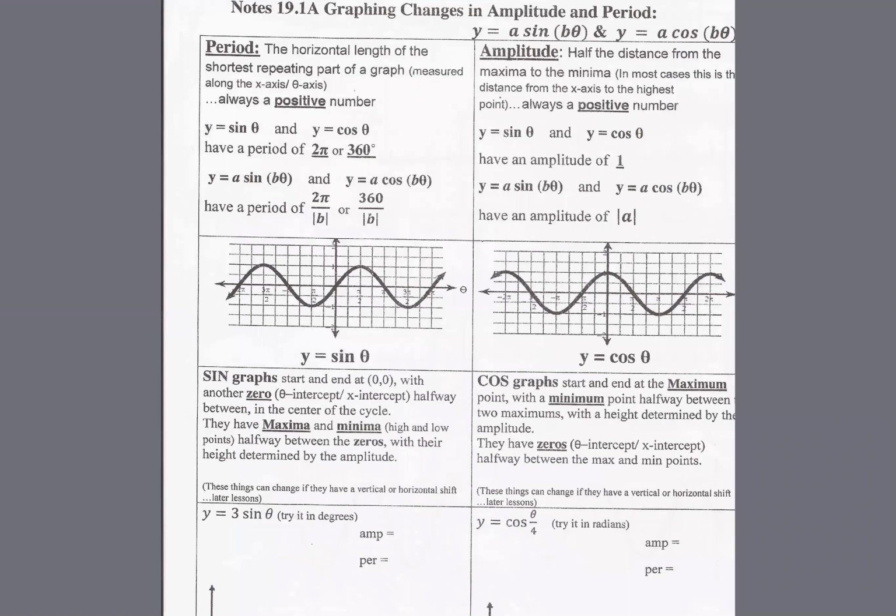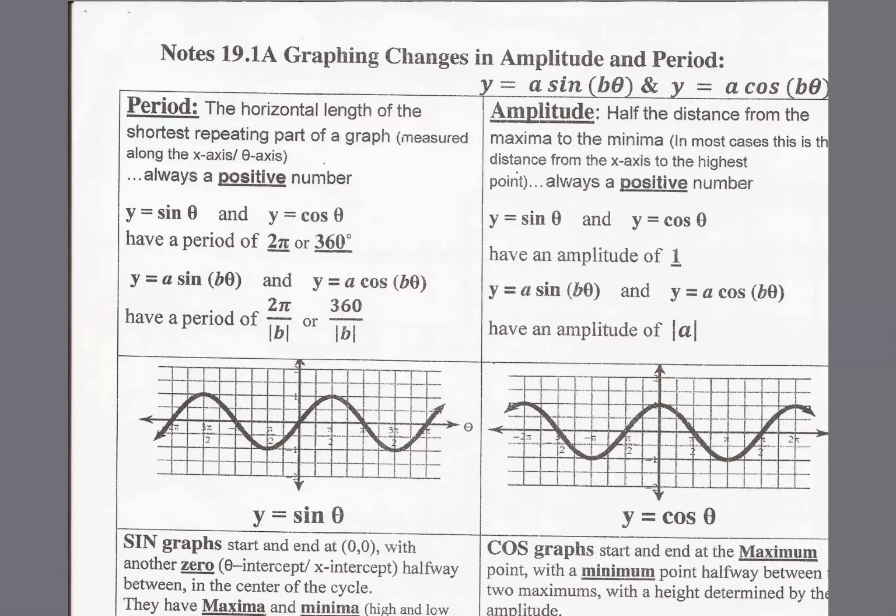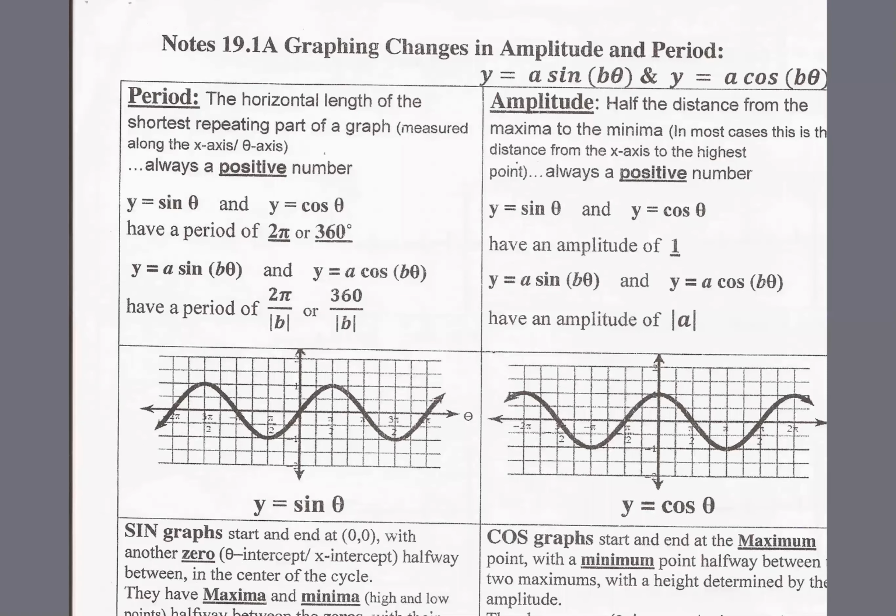So the period and the amplitude. So we already defined period on the last page, so now it's a more formal definition. The horizontal length of the shortest repeating part of a graph, measured along the x-axis, sometimes called the theta axis. It's always a positive number. So the formula, if it's in radians, you do 2 pi over absolute value of b. If it's in degrees, instead of using 2 pi, you're going to use 360 degrees. It's the same formula, 360 over absolute value of b.